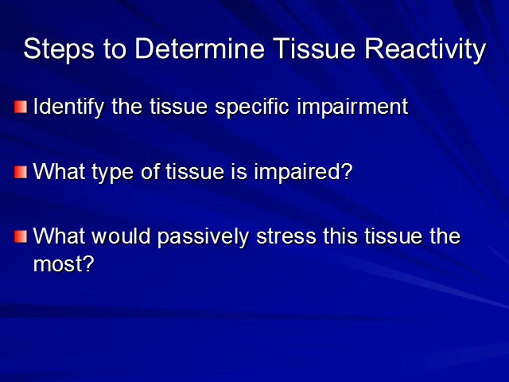So first you say, all right, I have this tissue-specific impairment. I need to think, what type of tissue am I dealing with? Is this muscle or tendon? Is this ligament? Is this a pocket of fluid, extra-articular or intra-articular? So what type of tissue is it? And then when I look at my 18 steps, what would passively stress that tissue the most?